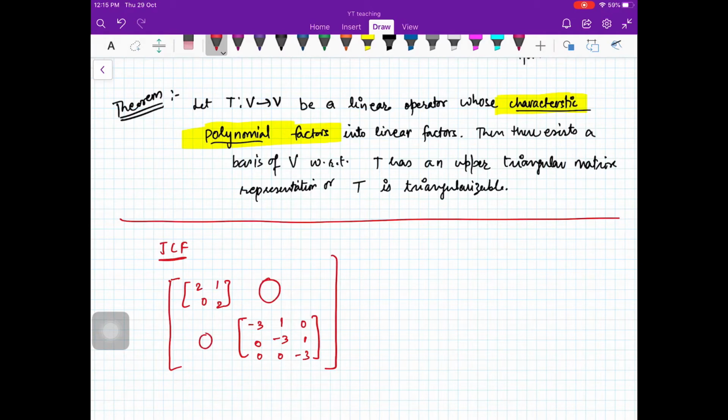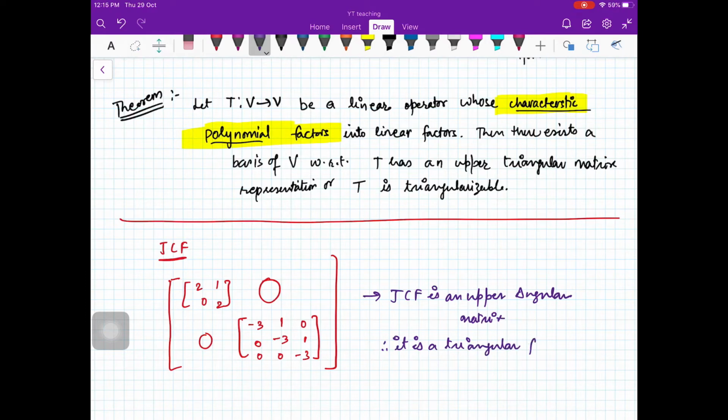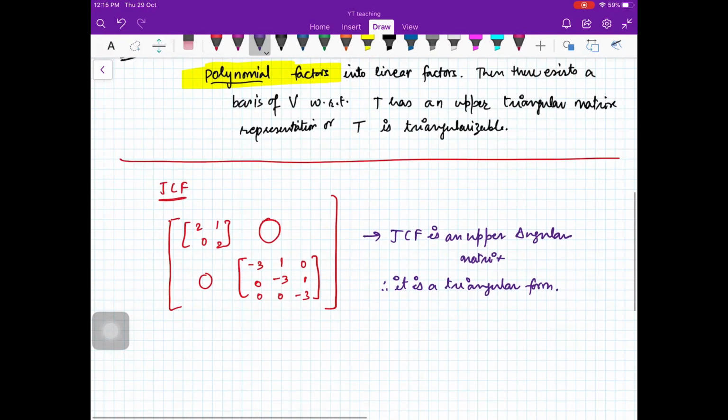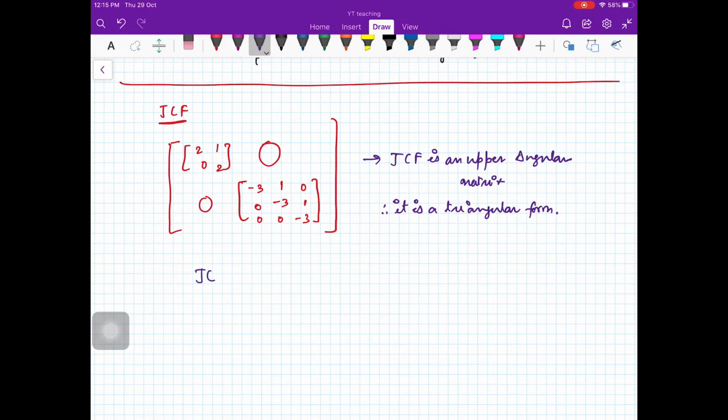Let me just write something random: -3 -3 0 0 0 1 1 0. So clearly this is an upper triangular matrix. So Jordan canonical form is an upper triangular matrix. Okay, that you can see by definition. Therefore it is a triangular form also. So every Jordan canonical form is a triangular matrix also.